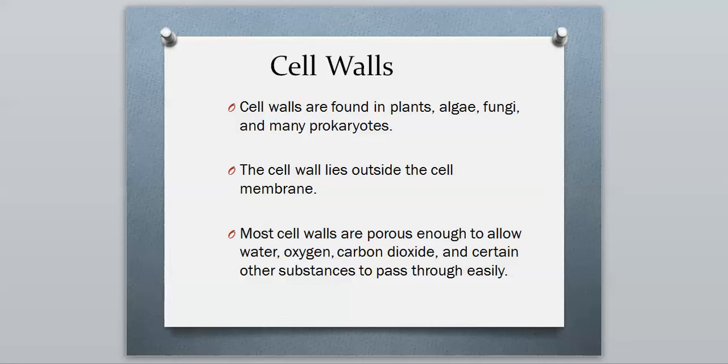They're going to be able to allow some things to pass through, but again, it's mainly there to provide strength. This isn't the one that's going to choose what comes in and out. The cell membrane is going to choose what goes in and out. So cell walls are mainly for structure and support, whereas the cell membrane is going to decide what comes in and out of the cell, as well as giving structure and support.